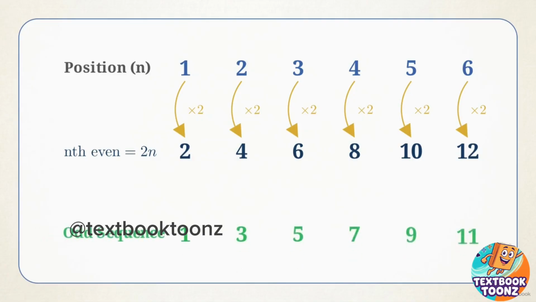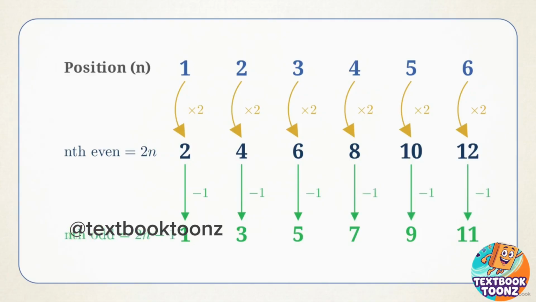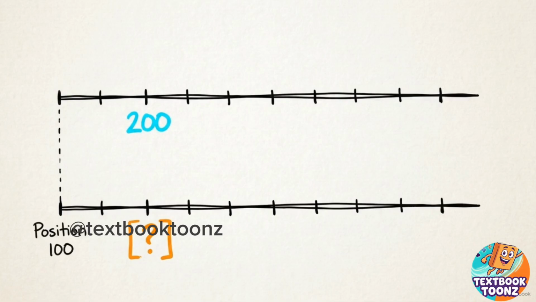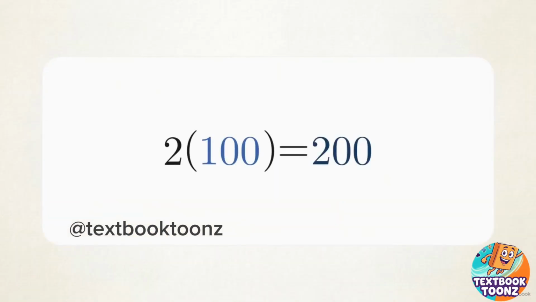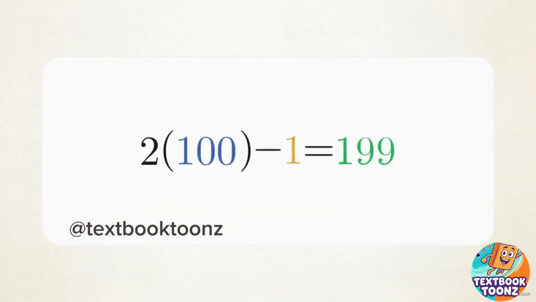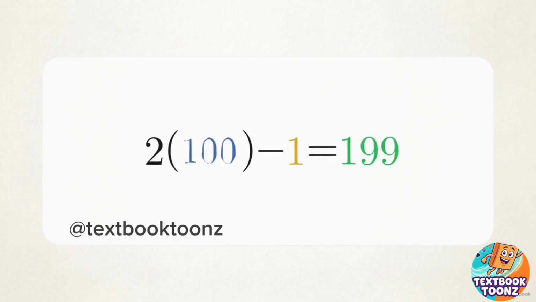Now look at the odd sequence directly below it. At every position, the odd number is exactly 1 less than the even number above it. Knowing that the even number at position 100 is 2 times 100, can you figure out what the 100th odd number would be? The 100th even number is 200. Subtract 1, and we find that the 100th odd number is 199.